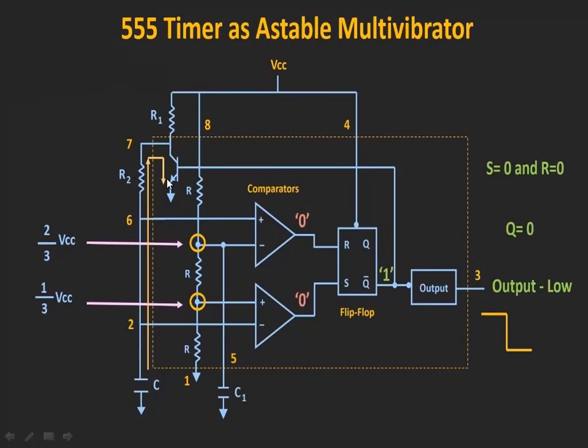So now what happens? Up to now the capacitor was acquiring charge. After that, the capacitor is going to discharge through this transistor, that is through the 7th pin. This 7th pin is nothing but the discharge pin. Through the discharge pin, the capacitor is going to discharge in this part. Here you can observe the yellow line. In this way, it discharges its acquired charge to ground through the transistor.